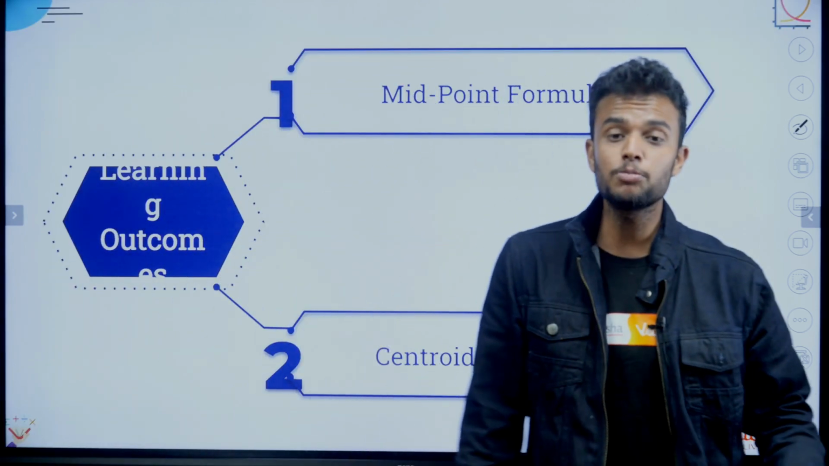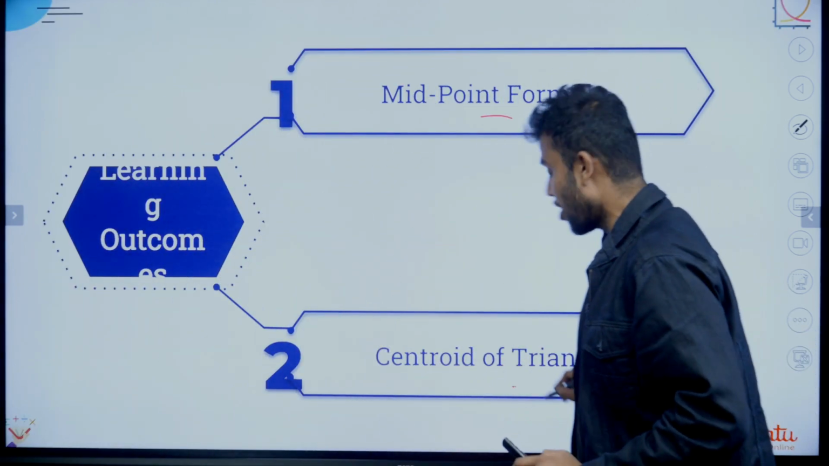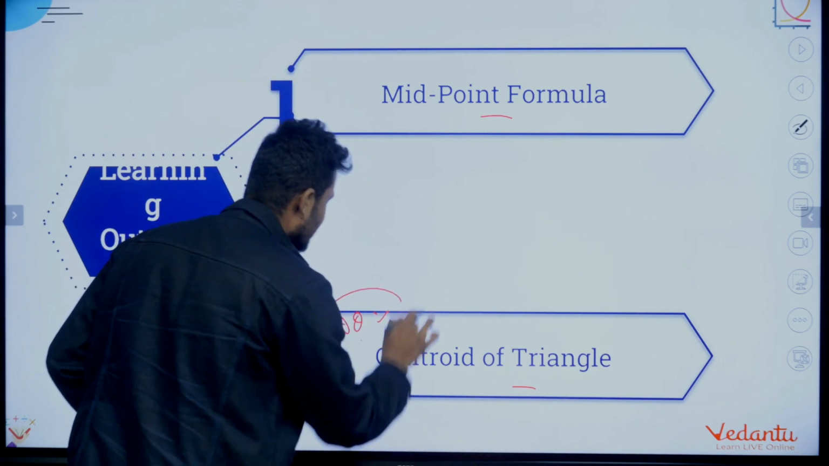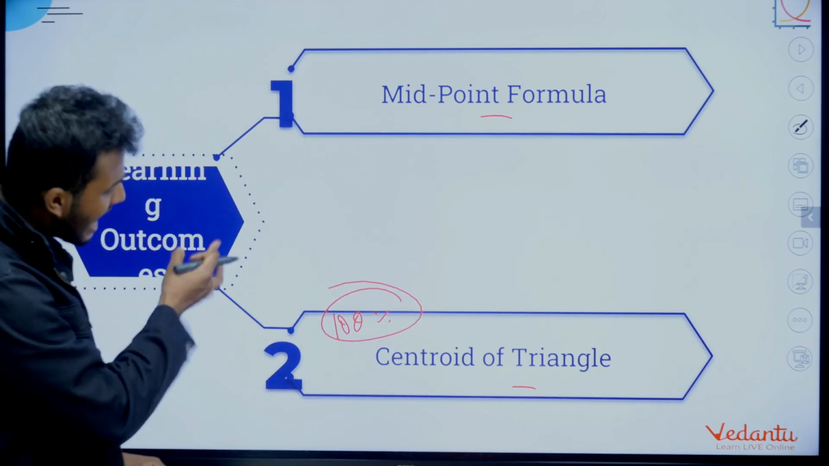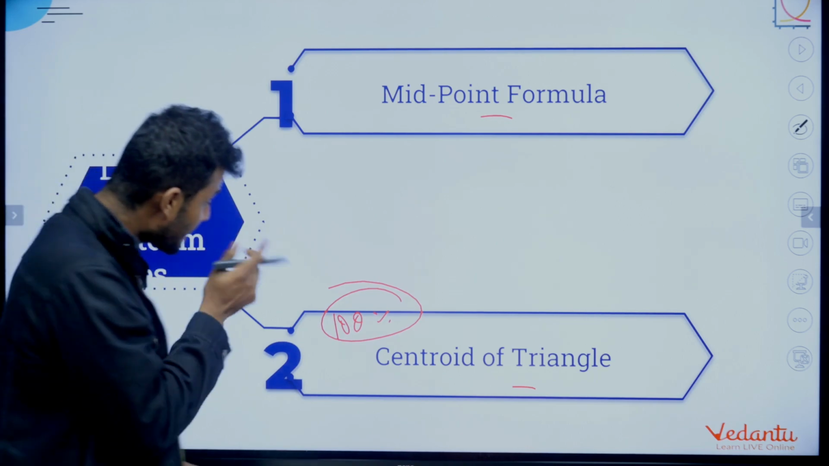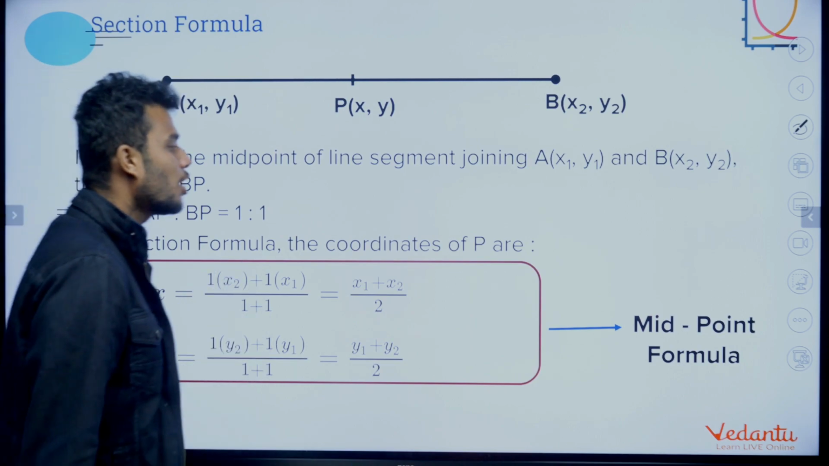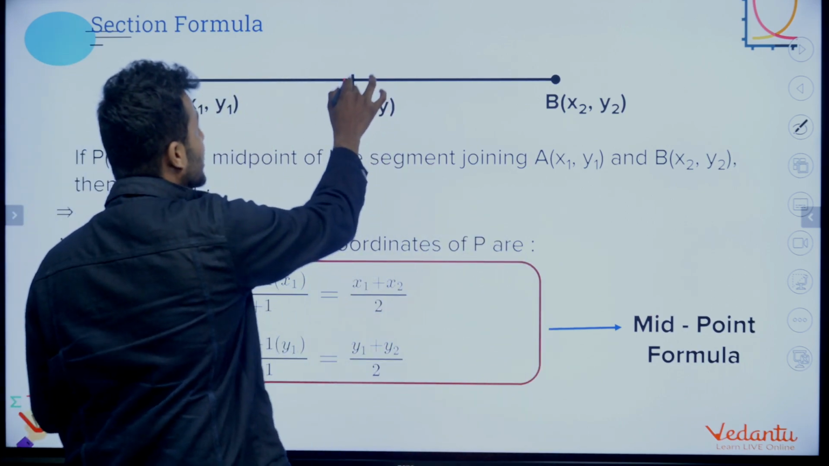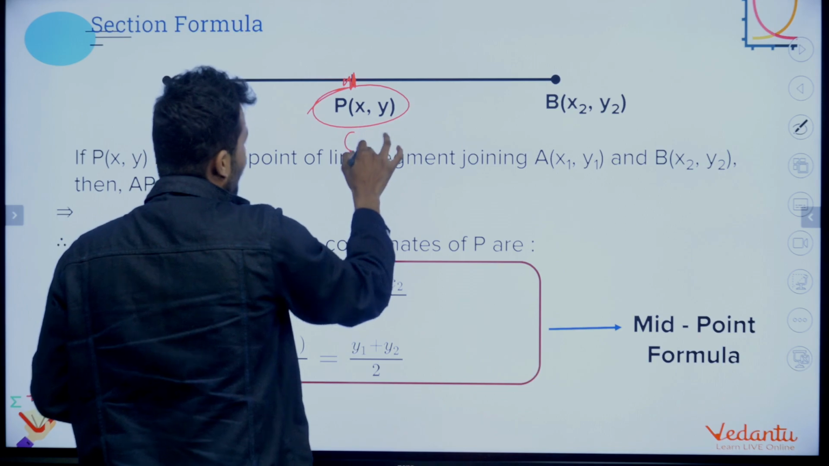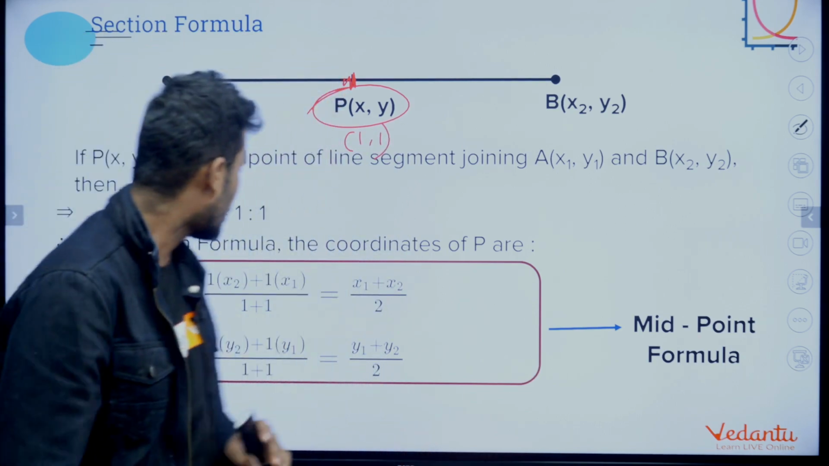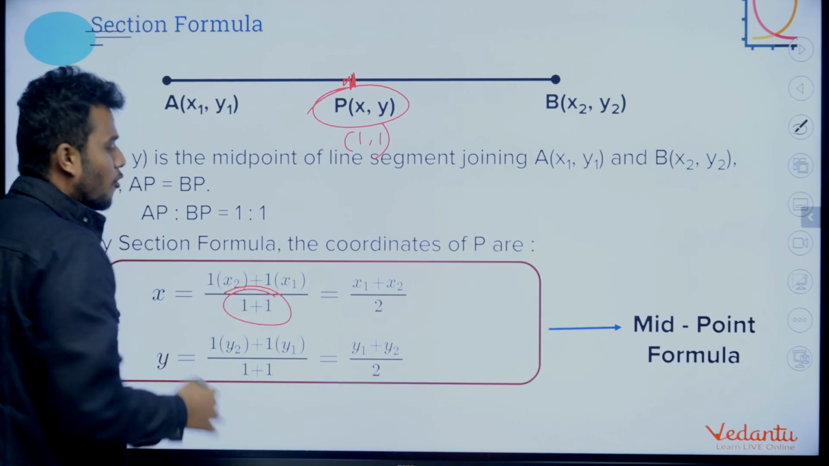Very simple. Next, move on to the midpoint formula and the centroid of a triangle. Very important, the centroid. 100% question, guys. This time definitely they ask the question. Centroid of a triangle, midpoint formula. This is called the midpoint formula. Midpoint is nothing but P value becomes 1 comma 1. It exactly divides into two parts. These two values become 1 and 1.